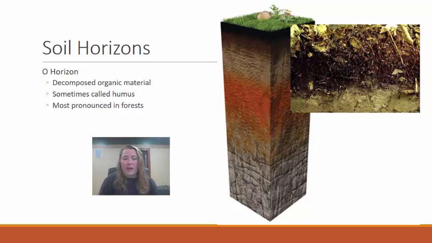This is where you're going to find that decomposed organic material, and it's sometimes called humus. Not the food hummus, but it's humus. Now, this humus layer or organic layer is more pronounced in forests, and that's because you have more leaf litter and more decomposing organic matter that's contributing to the buildup of the organic layer.